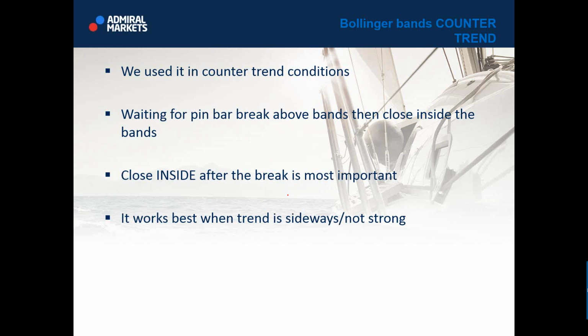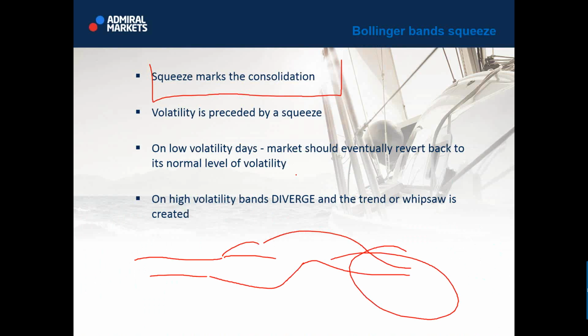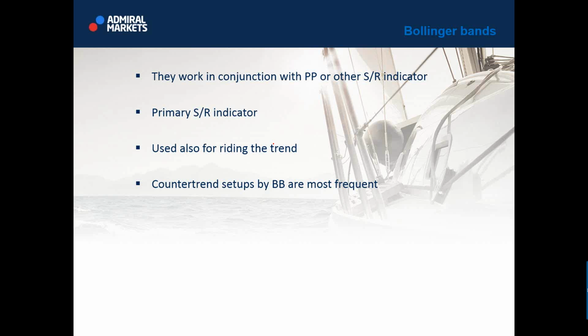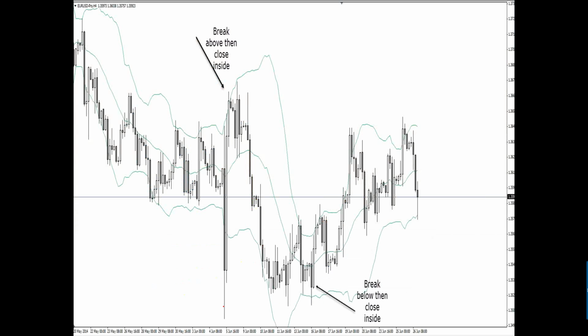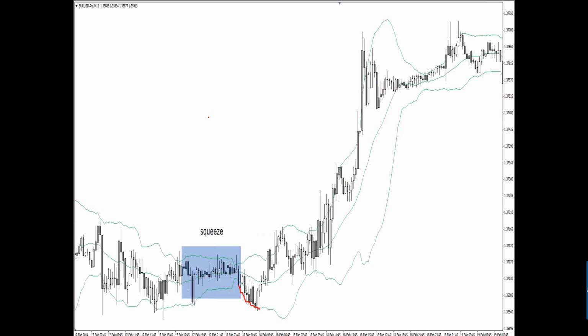So, once more to recap, we use Bollinger Bands for identifying tops and identifying bottoms. That is counter trend. Riding the bands, which is a trend, and squeeze, which is breakout. This is the standard Bollinger Band squeeze, and it shows a lot of fake outs.